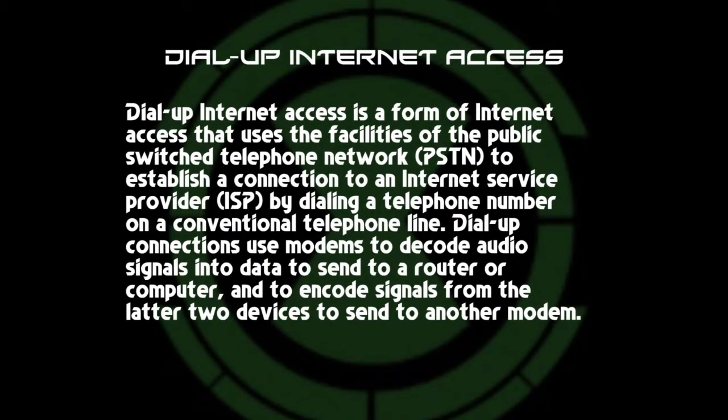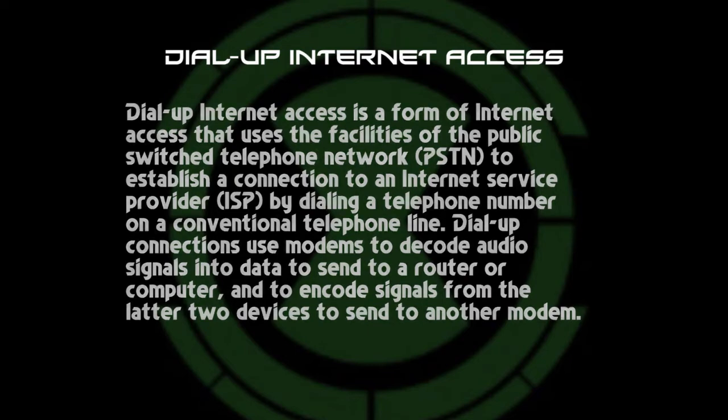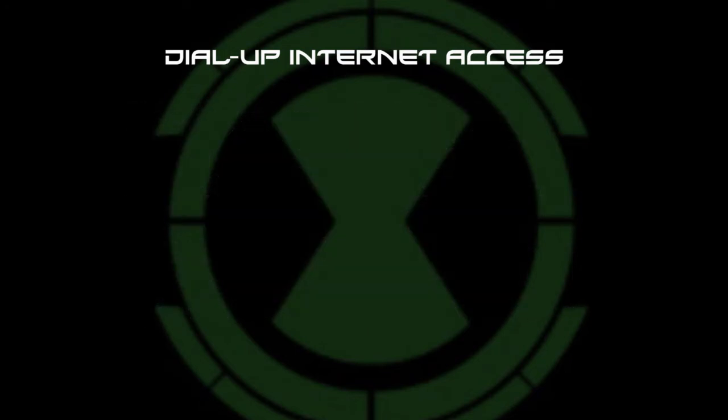Dial-up internet access is a form of internet access that uses the facilities of the public switched telephone network (PSTN) to establish a connection to an internet service provider (ISP) by dialing a telephone number on a conventional telephone line. Dial-up connections use modems to decode audio signals into data to send to a router or computer and to encode signals from the latter two devices to send to another modem. Here's the sample.